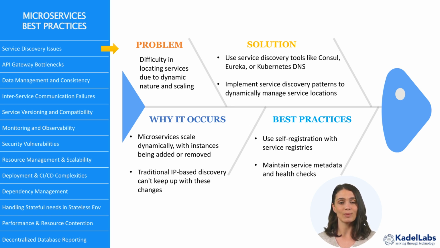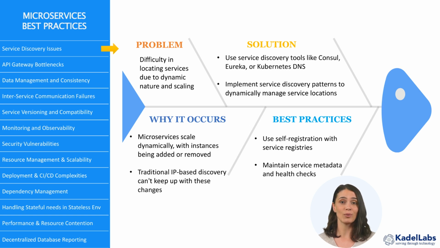To solve this, we use service discovery tools like Consul, Eureka, or Kubernetes DNS, which maintain a centralized registry of available service instances. There are two patterns: client-side discovery, where clients query the registry directly, and server-side discovery, where a load balancer directs requests. Best practices include self-registration and deregistration to keep the registry updated, and health checks to ensure only healthy instances are available.